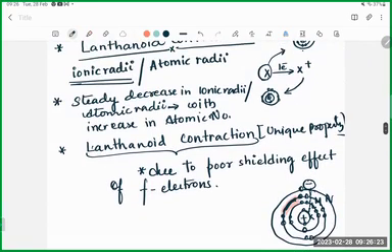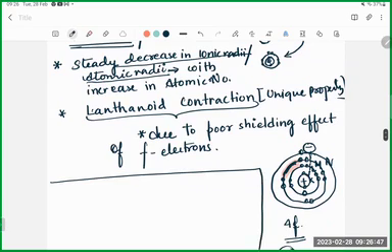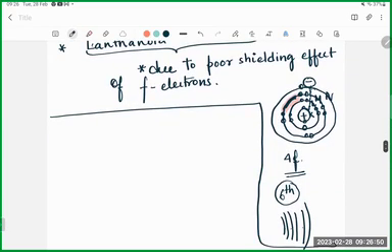What is lanthanoid contraction? It is the steady decrease in ionic radii and atomic radii among the lanthanoid series with increase in atomic number. It's easy, right? Yes, ma'am. Good. So this is the most important point in our chapter. Now the next most important thing: they ask for the consequences in a 2 marks question. Write the consequences of the lanthanoid contraction. Okay, consequences.